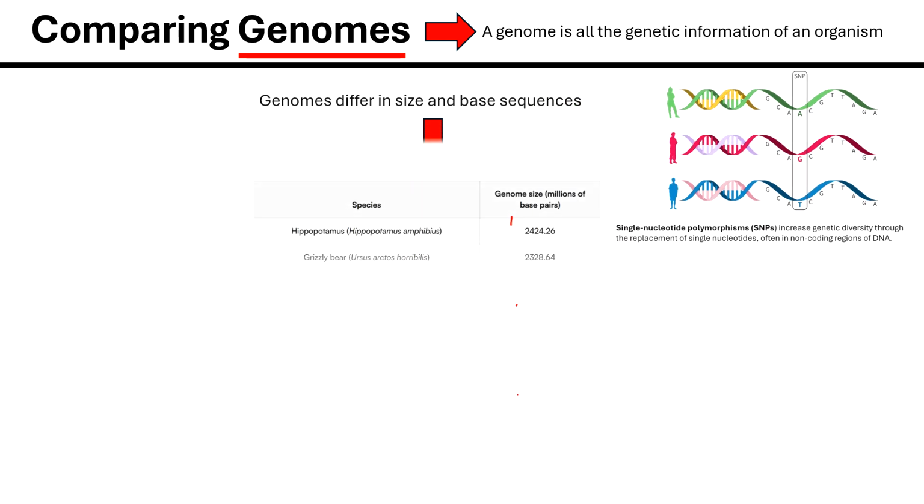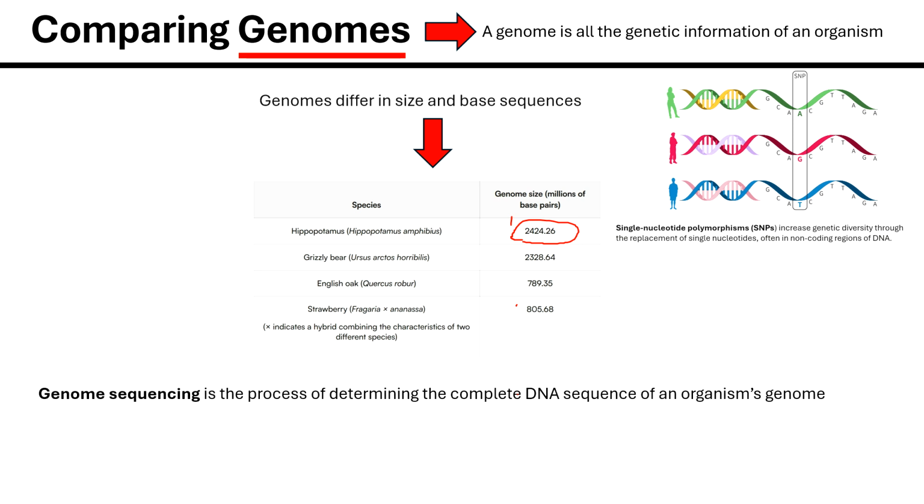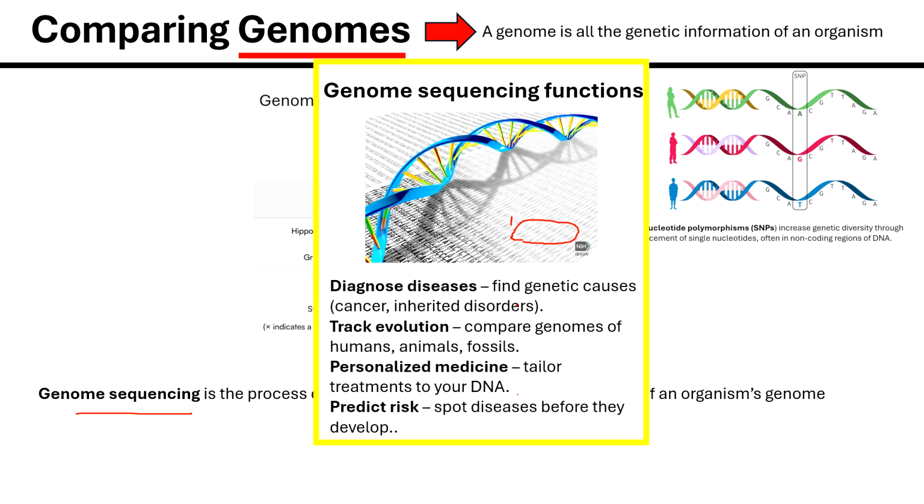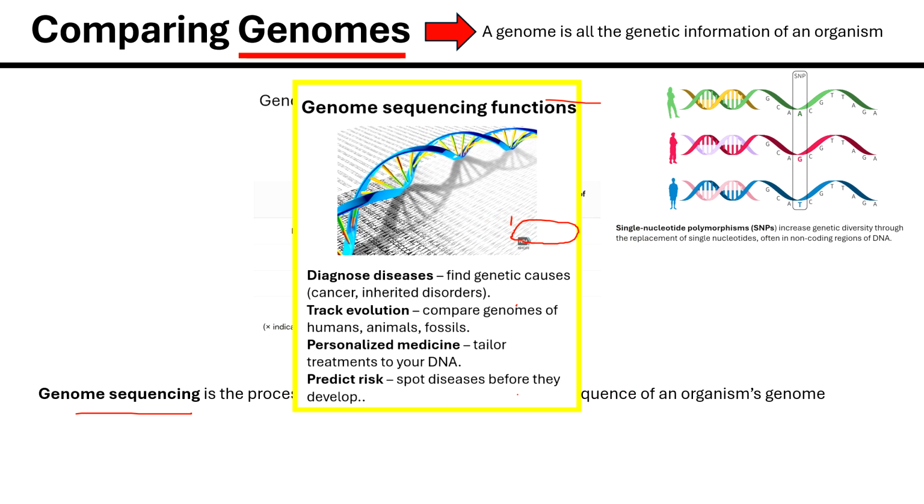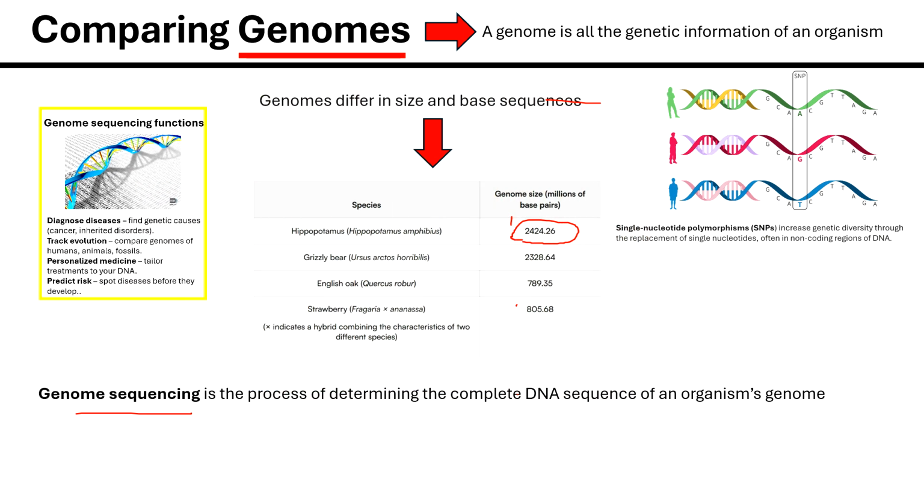And we're going to see that in this table where the hippopotamus has the largest genome size, having 2,424.26 million base pairs. Another thing to have in mind is genome sequencing, which is the process of determining the complete DNA sequences of an organism's genome. Okay, so this is how we figure out how big its genome actually is. And the functions of this process are to diagnose diseases, track evolution, form personalized medicine, and predict risk of future diseases before they actually develop. So it's a very useful technique.